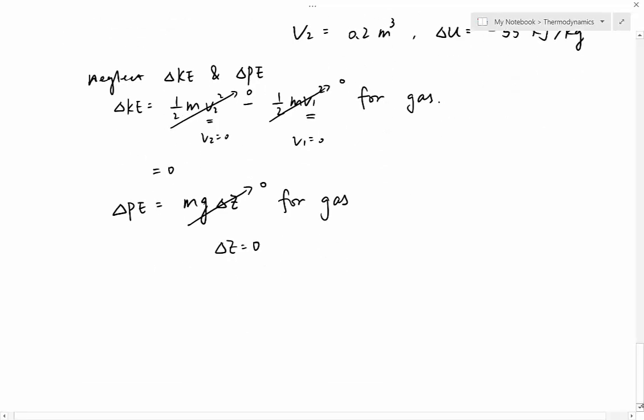Okay, and so now what we want to do is find out Q, and the unit we want is kilojoule.